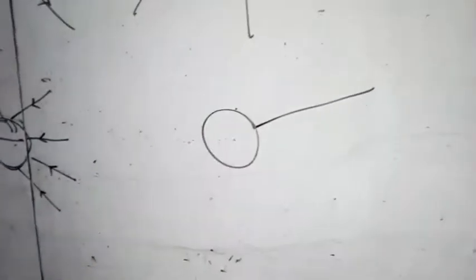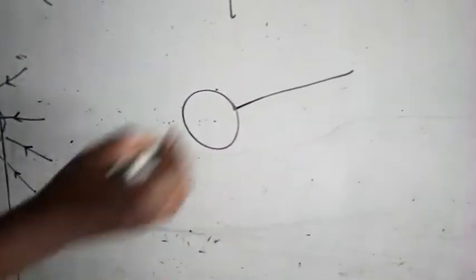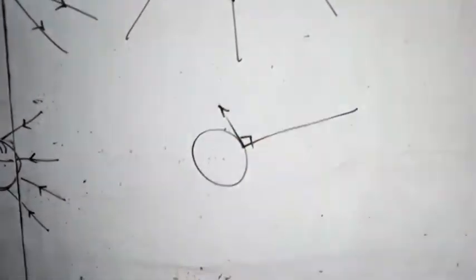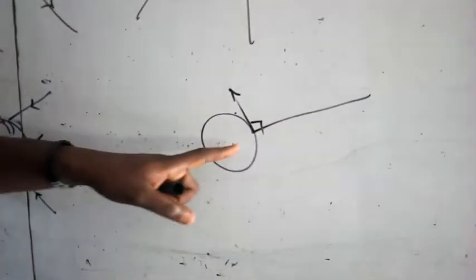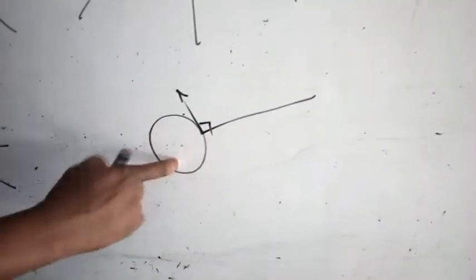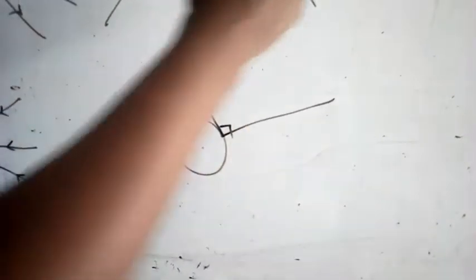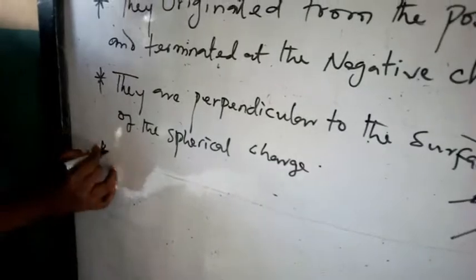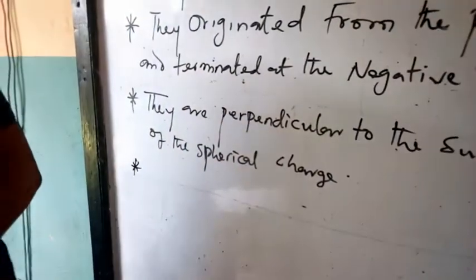Normally, there's something we call tangents. If you look at this tangent, it's moving like this, right? The electric line of force is perpendicular to the surface of the electric charge. So that's what they mean here. They are perpendicular to the surface of the electric charge. And we want to look at the last one.